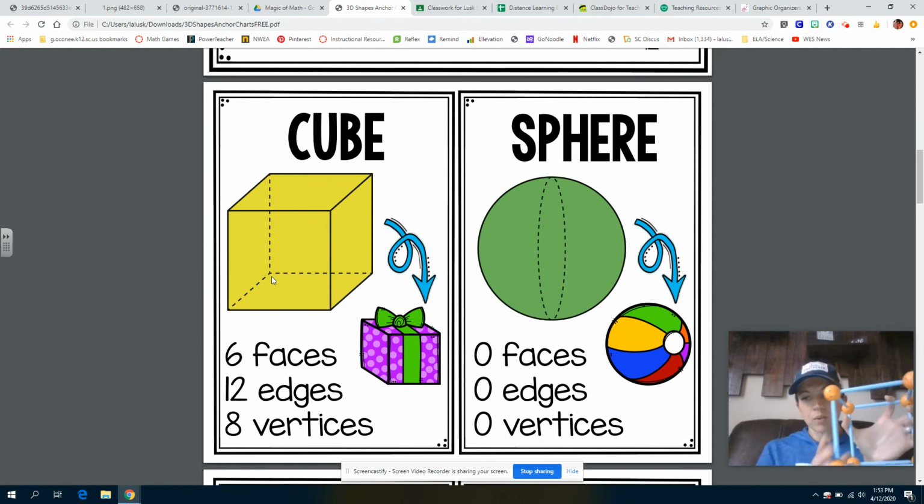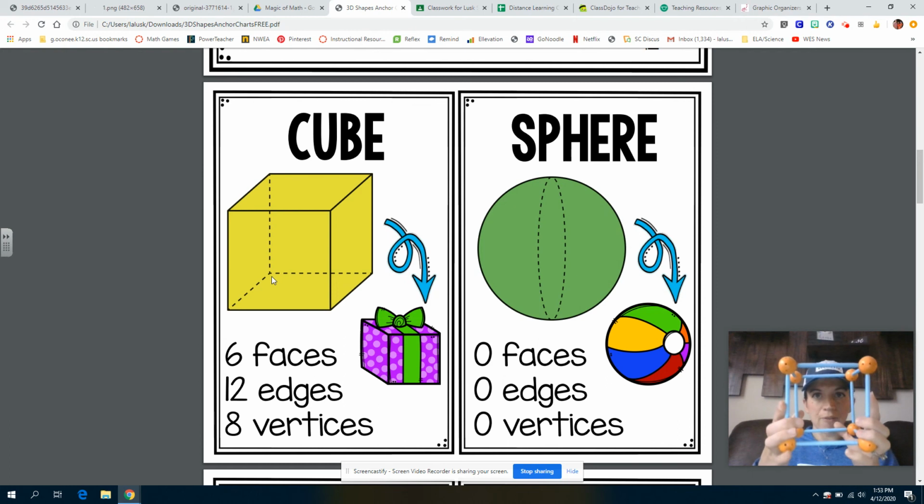Okay. So what you've got to know about this is that every face, every single face is a square. Every single one. And it's got 6 faces. So you essentially have 6 squares. Then it's got 12 edges. The edges would be the blue sticks.